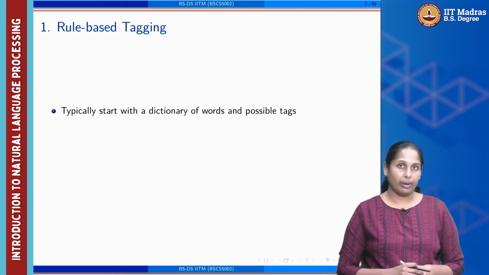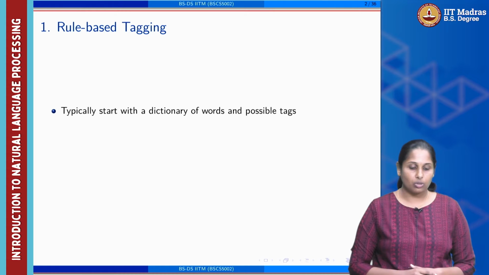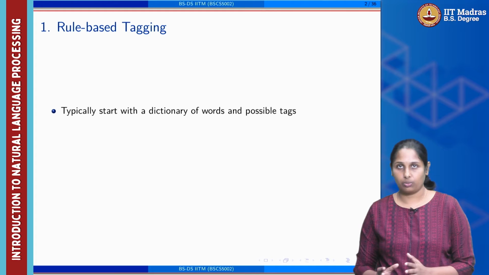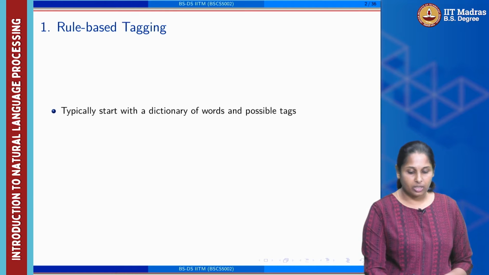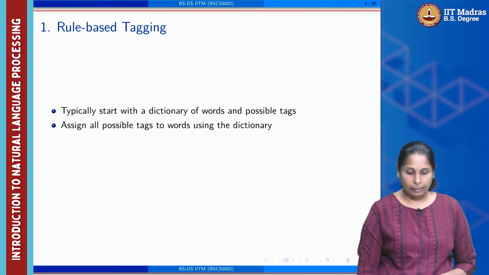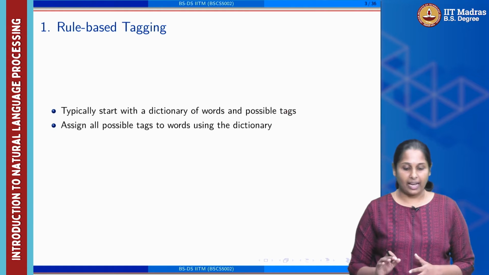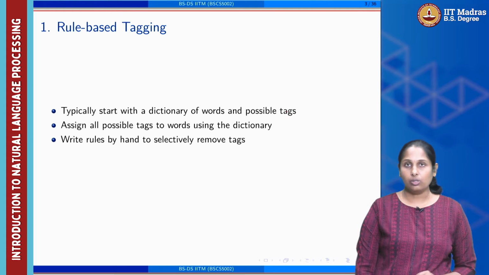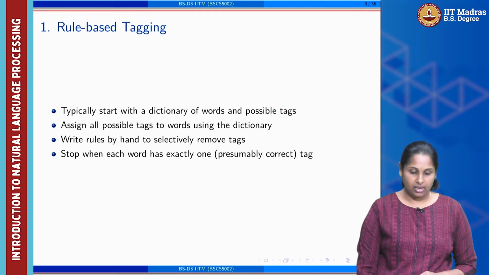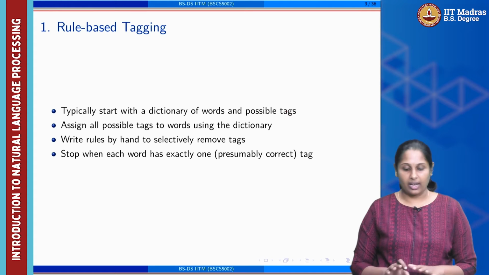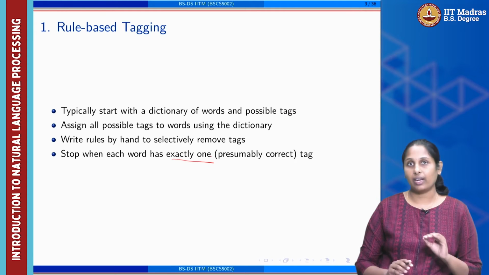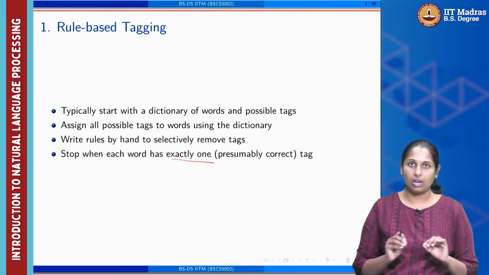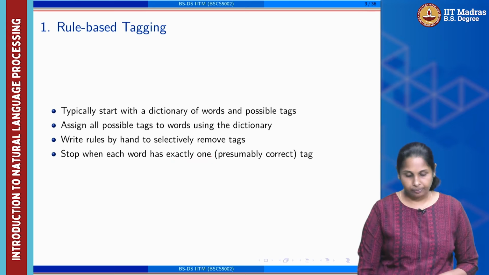Okay, let's go one by one. Let's start with the rule-based approach. So, rule-based is typically a list of words with their possible part-of-speech tags. We will typically start with the dictionary of words and their possible tags, and assign all the possible tags to the words that are found in the dictionary. And we write rules by hand to selectively remove the tags. Then we stop when each word has exactly one tag, and try to see that that particular tag goes along with the other words in the sentence.